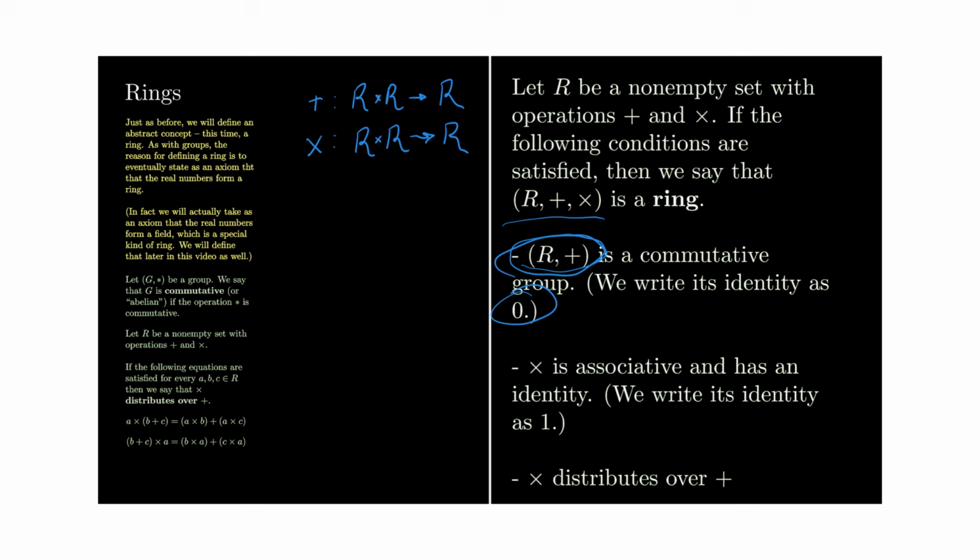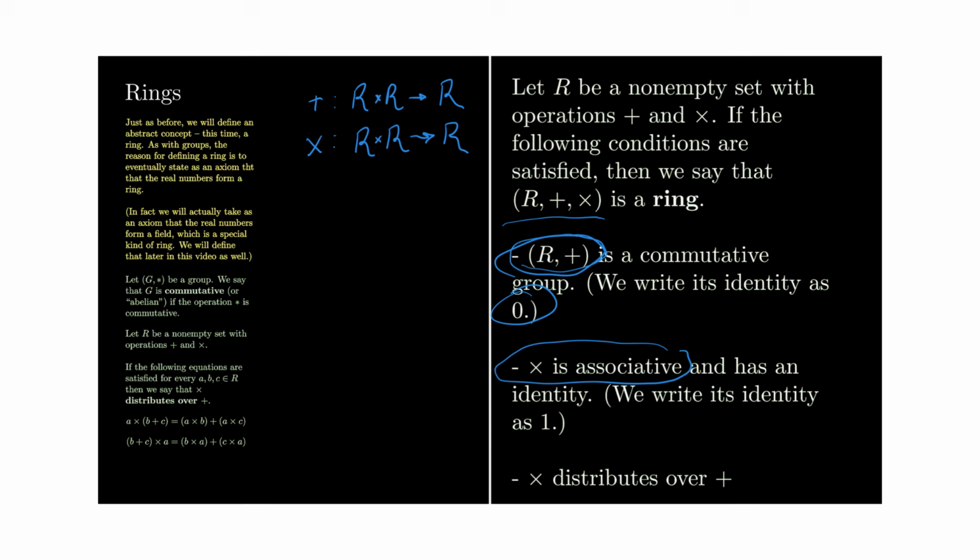And then we also require that times is associative. Well, plus is associative because that just came for free when we said that R together with plus is a commutative group, because being a group, one of the conditions for that is that plus is associative. Well, we're not going to say the same thing for the times operation.